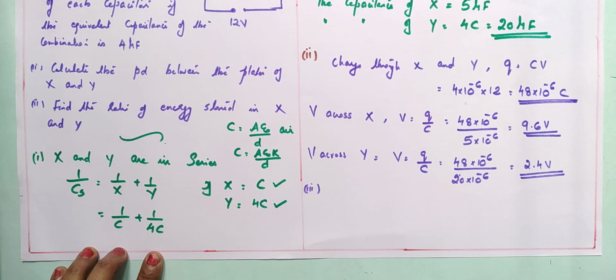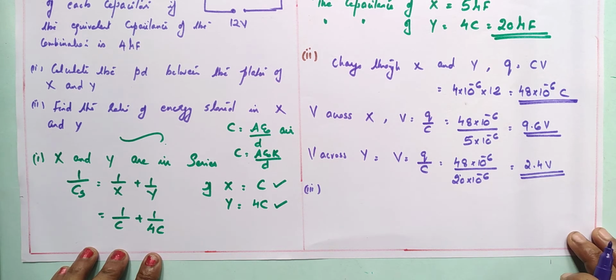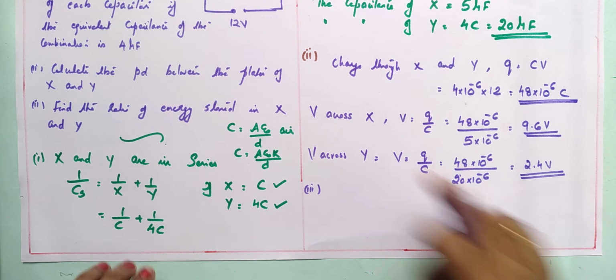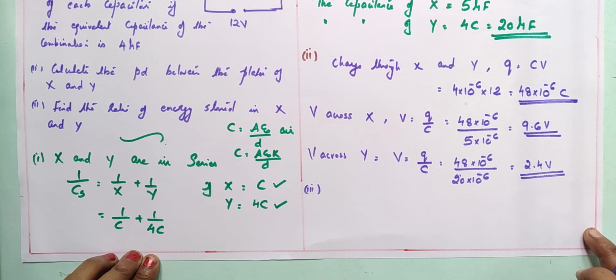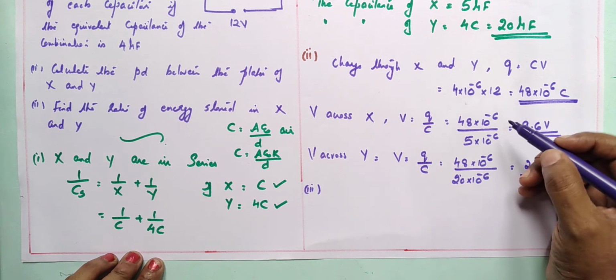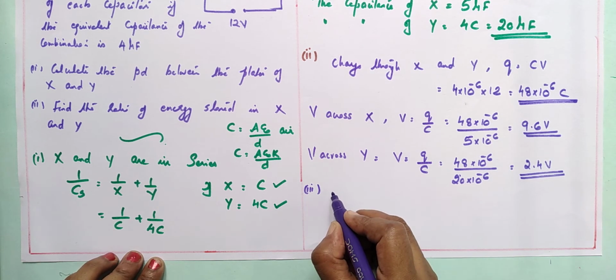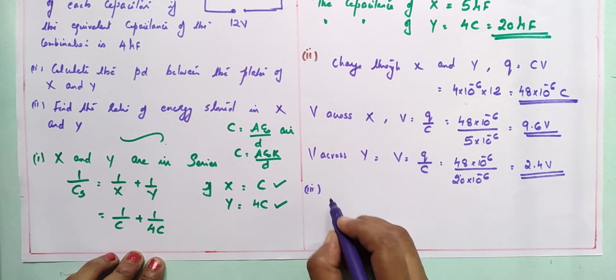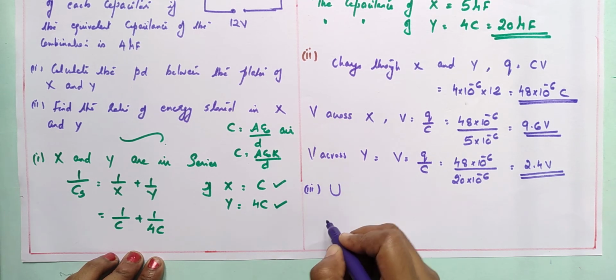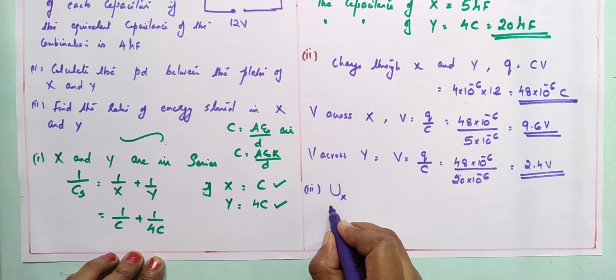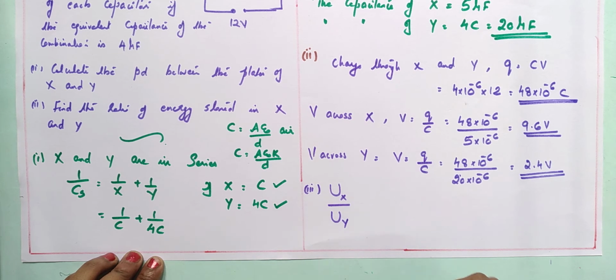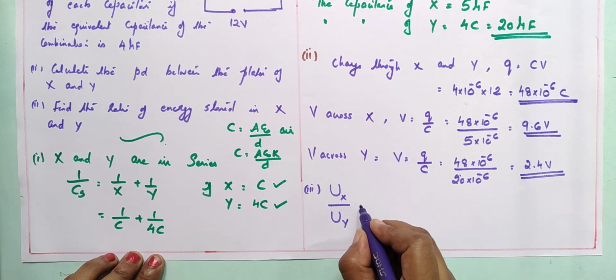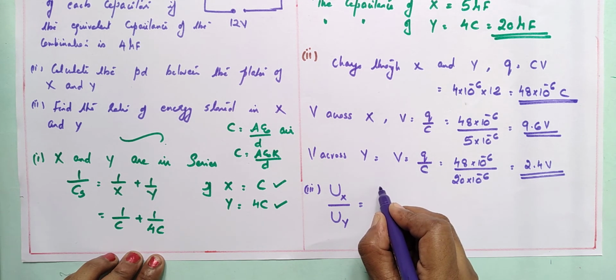Now the last one: find the ratio of energy stored in X and Y. The energy stored in a capacitor is given by three formulas: half CV square, Q square divided by 2C, and half QV. You can use any formula. Since charge remains constant, we can use Q square by 2C. Energy is represented by U, so we have to find the ratio of energy stored in X to energy stored in Y. So Ux equals Q square divided by 2C.